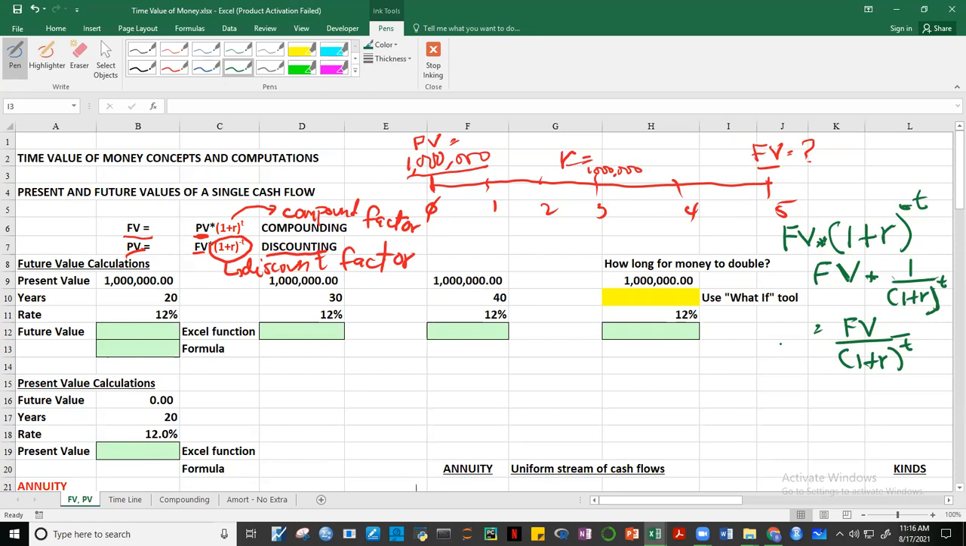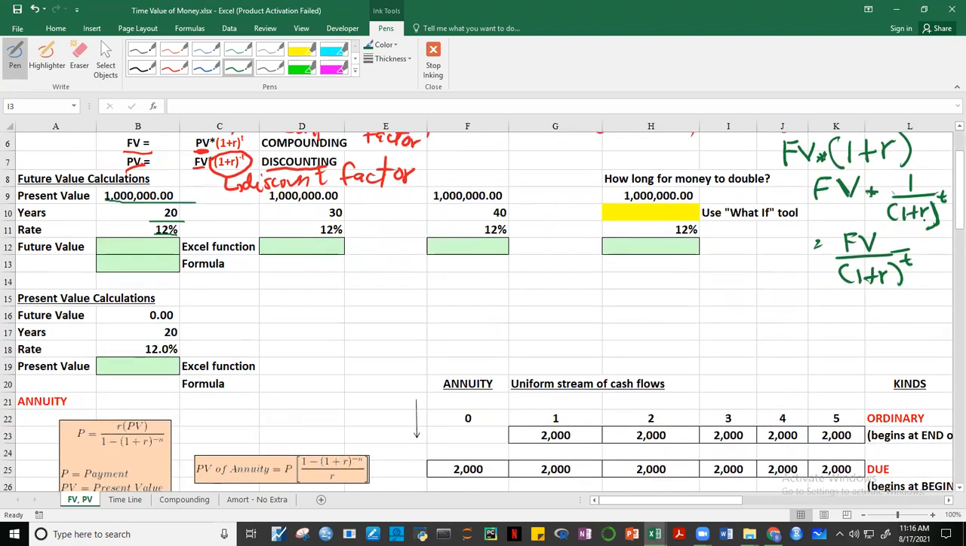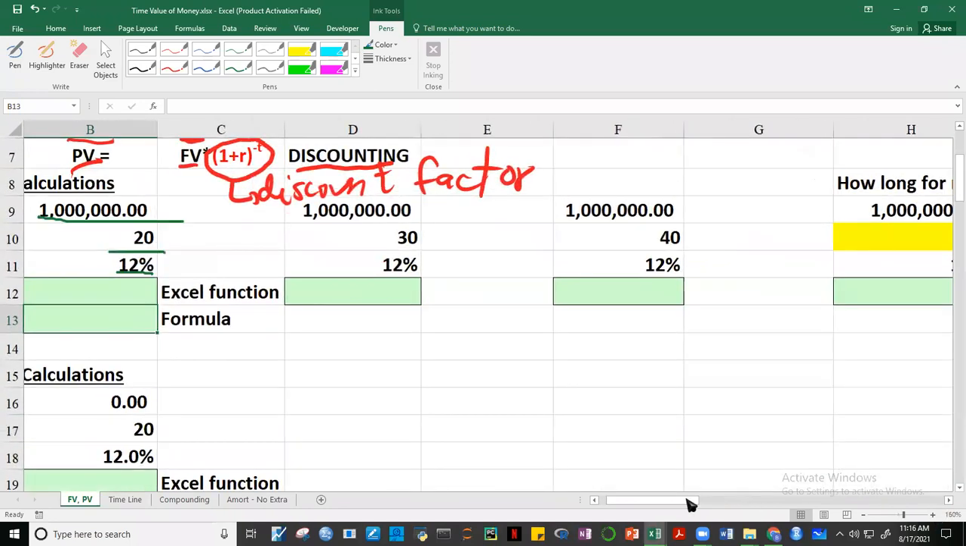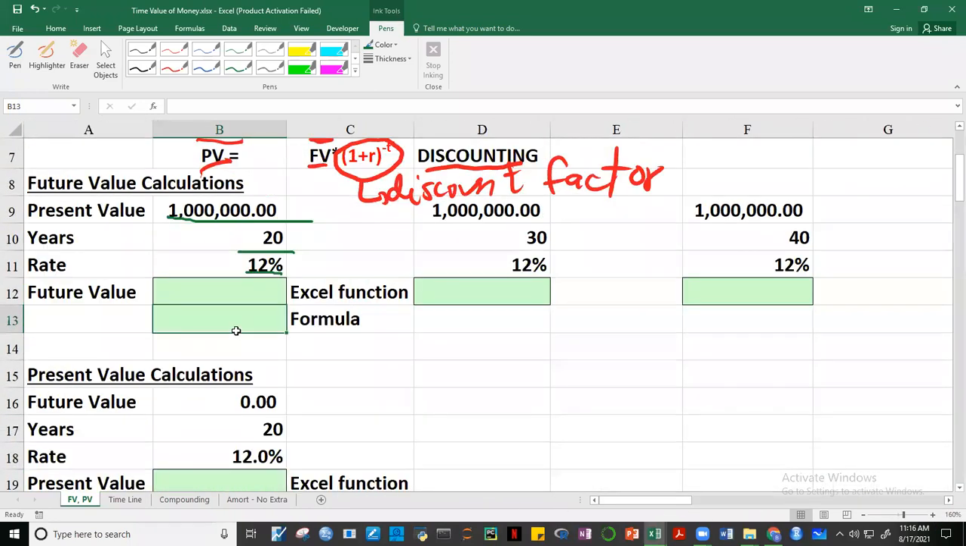Okay, so let's solve some problems. You're given that you have 1 million today. How much will it be 20 years down the road if the rate of return is 12%? We can do this using the formula, using the compound formula, and then using the Excel function. So let's start with using the formula. Let me just enlarge this so you can see it better.